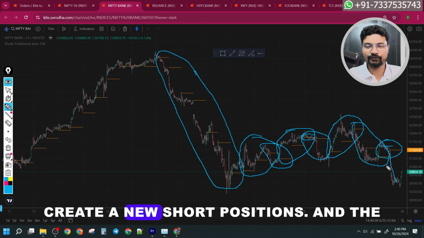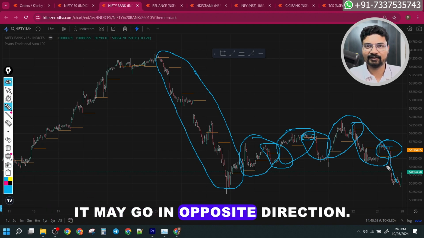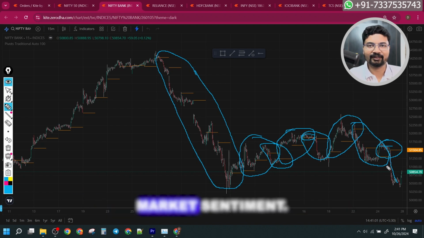If the trend is in uptrend and if it's closing lower, it may be to exit the buyers or to create new short positions, and the next day it may continue the trend or it may go in the opposite direction. It depends on the market mode. It depends on the market sentiment.